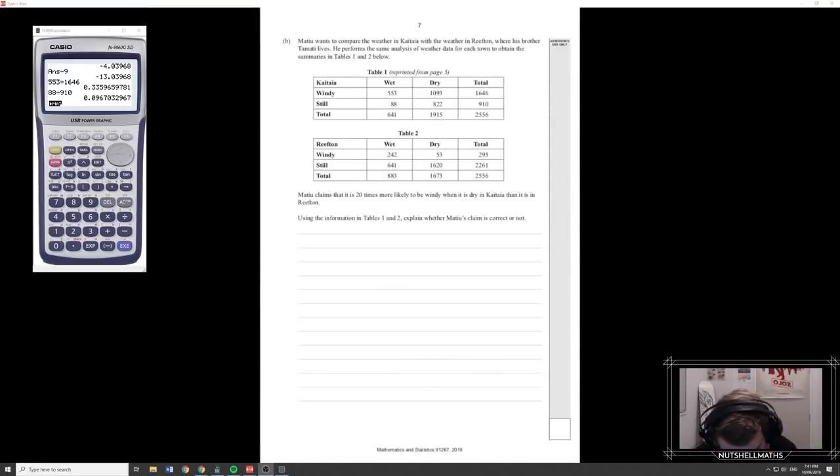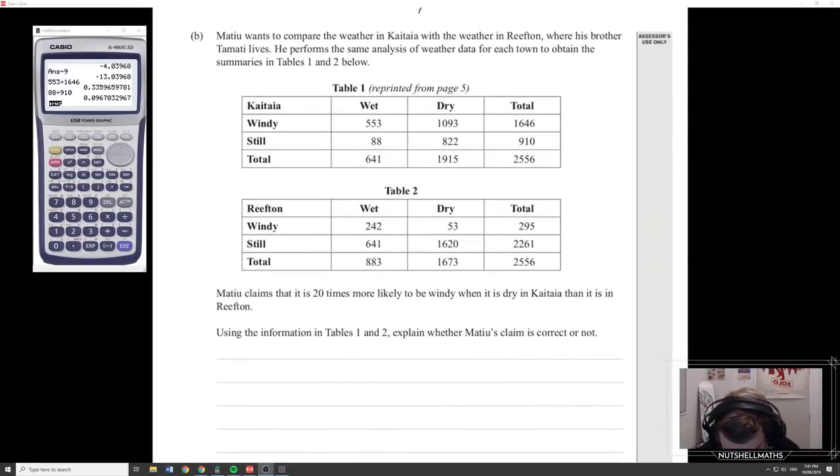Any more questions? Oh, one more question. Right, this one gets me looking forward to it because I see this here, and I already know it's worth excellence and I already know how to do it. These questions are asking for the relative risk. Matthew claims that it is 20 times more likely to be windy, blah blah blah. So I know it's going to be a relative risk question. He wants to compare the weather in Kaitaia with the weather in Reefton where his brother Tamati lives. He performs the same analysis of weather data for each town to obtain the summaries in Tables 1 and 2.